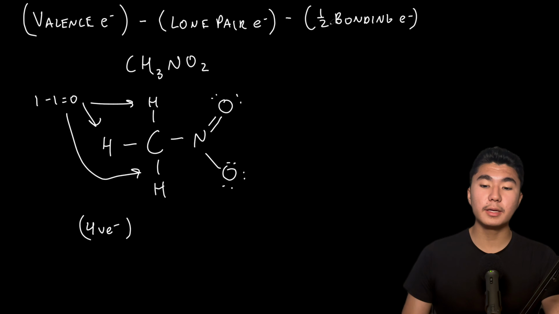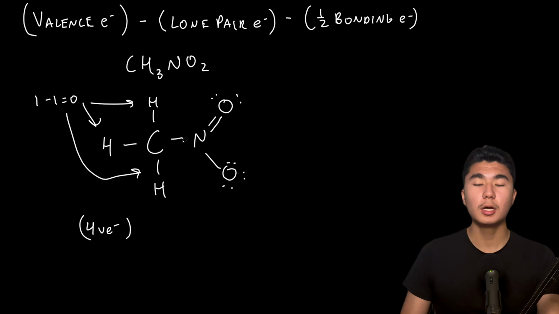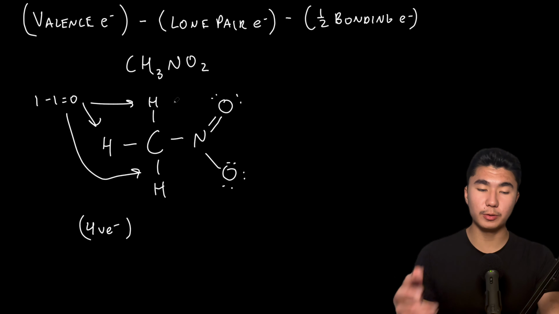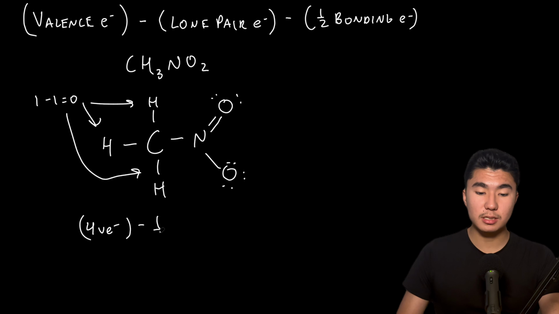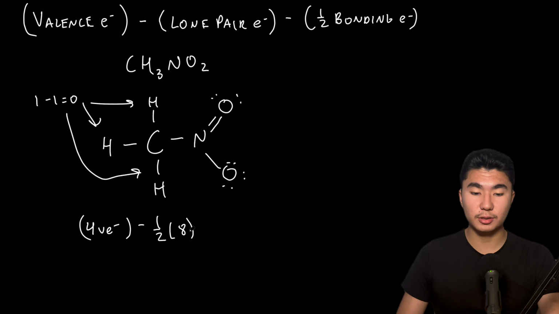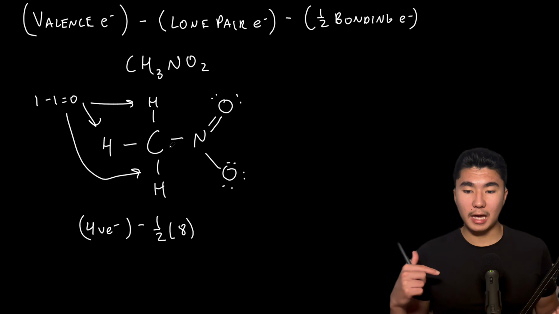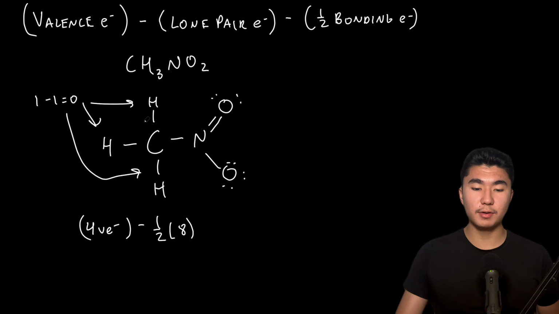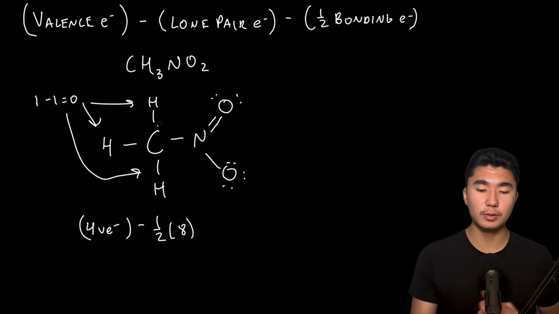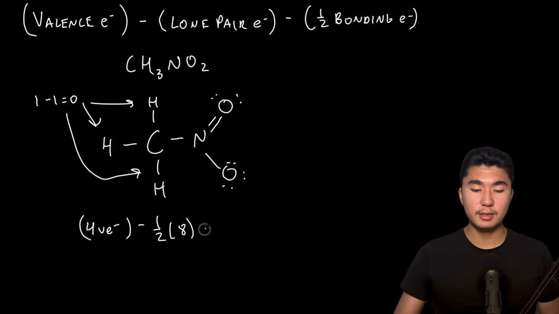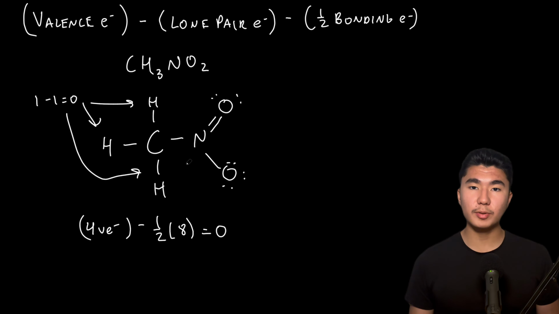And we're looking at half of our bonding electrons. So we have 8 bonding electrons, because each of these lines represents 2 electrons, so this is going to be minus 1/2 of those 8 bonding electrons. Or you could also look at it as 1, 2, 3, 4. Because instead of thinking of it as half of the bonding electrons, you could just think of it as one of the electrons in the bond. Either way, whatever works for you, that's how we're going to solve it. So this is going to end up being 0. So our formal charge for carbon is going to be 0.